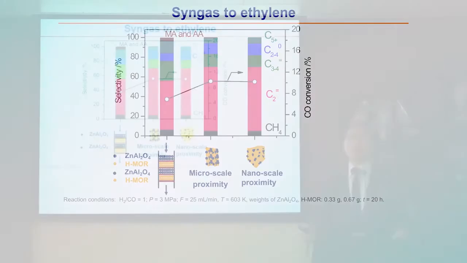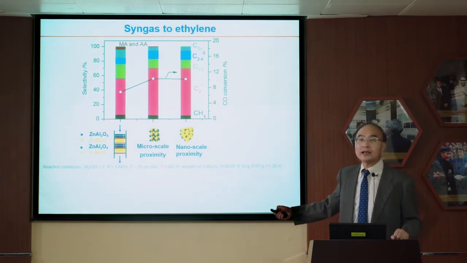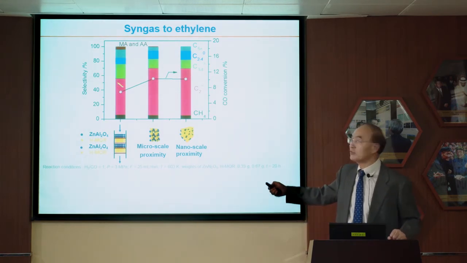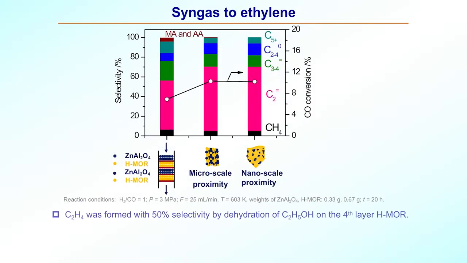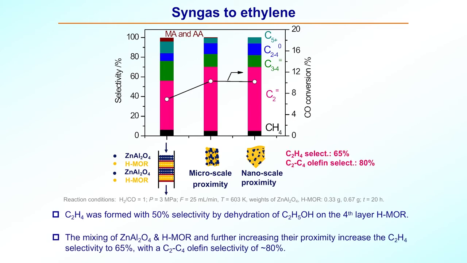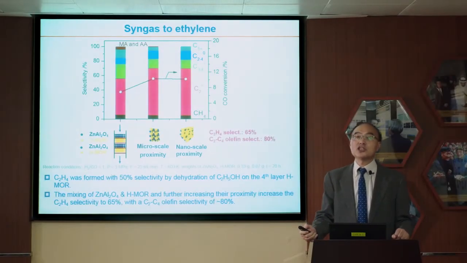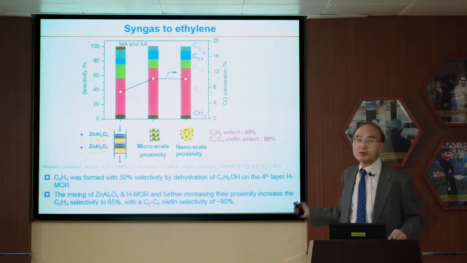If we further add a MOR layer, a mordenite layer, downstream of zinc aluminate, ethylene was formed as a major product with a selectivity of about 50%. Thus, the dehydration of ethanol on this mordenite layer results in the ethylene. The mixing of zinc aluminate and MOR zeolite, further increasing their proximity, increased the ethylene selectivity to 65%, and the selectivity of C2 to C4 olefins is about 80%.